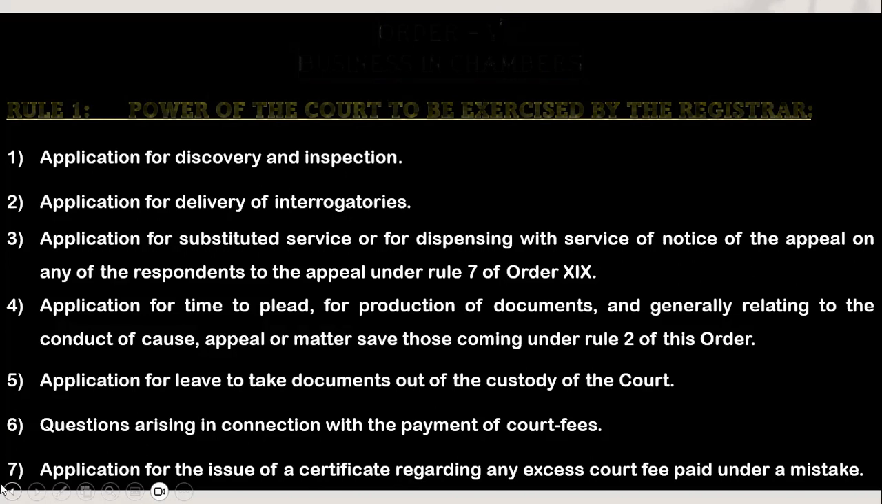What is Order 19? Order 19 provides for appeals on certificate by High Court, and specifically, Rule 7 of Order 19 provides for appearance by respondent. Next is the fourth point, application for time to plead, for production of documents and generally relating to the conduct of cause, appeal or matters, save those coming under Rule 2 of this order. Rule 2 of this order means those matters which will be kept before the judge in chambers and he will exercise the power of the court.